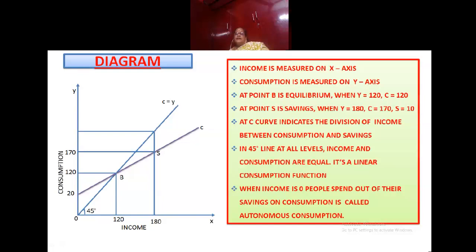In the 45-degree line, this is the 45-degree line, at all levels, income and consumption are equal. It is a linear consumption function, C is equal to Y. When income is zero, people spend out of their savings on consumption, which is called autonomous consumption. That is, even when the money is zero, people will go on spending. That amount is called autonomous consumption.